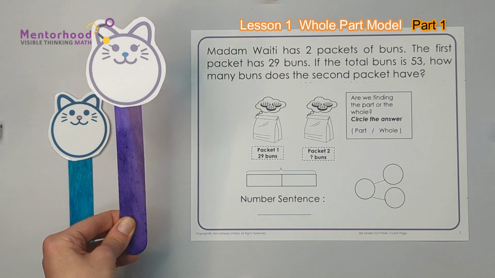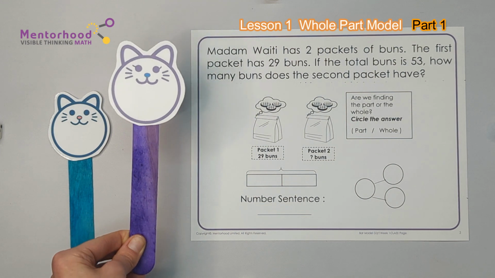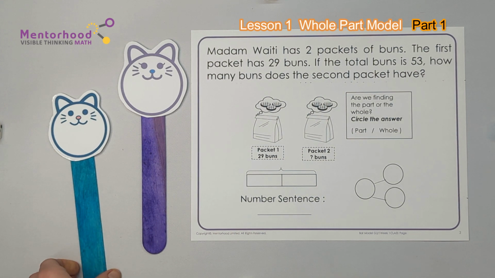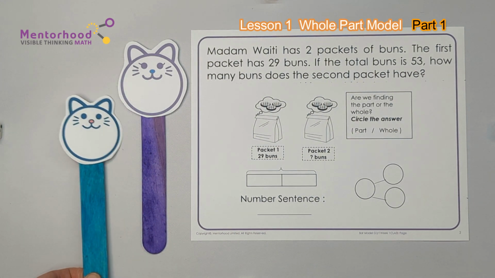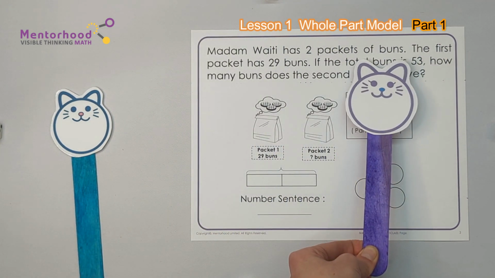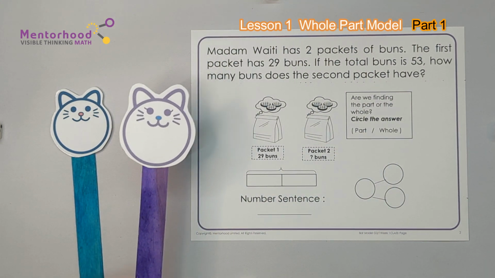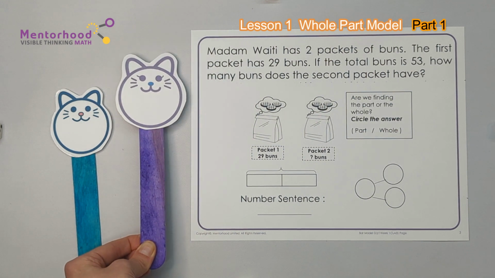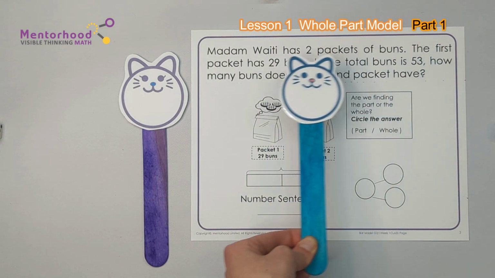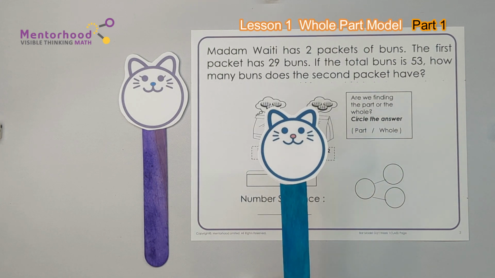All right, let's go through it. So, Matthew, what is the main subject that we're dealing with? What item are we trying to find the number of? Cinnamon buns? Yes, I hope they're cinnamon buns. That's right, Madam Watty's packets of buns. We need to find out how many there are. Okay, now are we given the total number of buns? Let me take a look at the question. The first packet has 29 buns. If the total buns is 53, the total is 53.